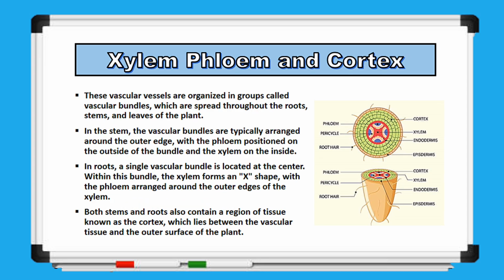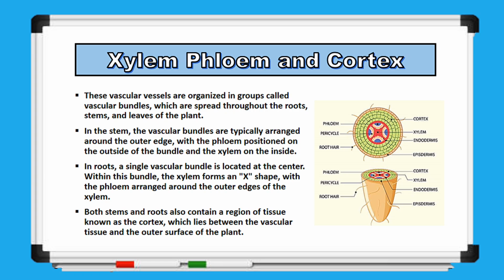Even though vascular bundles are found throughout the plant, their structure varies in the roots, stems, and leaves. Here, we'll focus only on the structure of vascular bundles in the roots and stems. These bundles also appear in the leaves, but we won't cover that here since we already discussed it in Chapter 6 on plant nutrition. In the stem, vascular bundles are usually arranged around the outer edge. Within each bundle, the phloem is on the outside, while the xylem is on the inside. In contrast, the root typically has a single vascular bundle at the center. Here, the xylem forms an X shape, with the phloem surrounding the outer edges of the xylem.